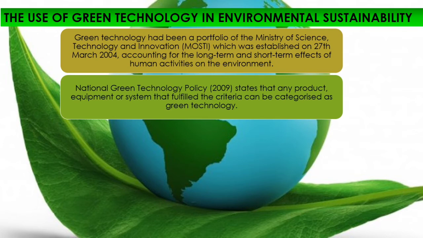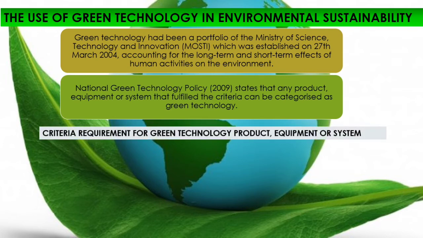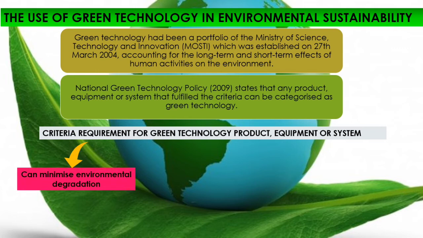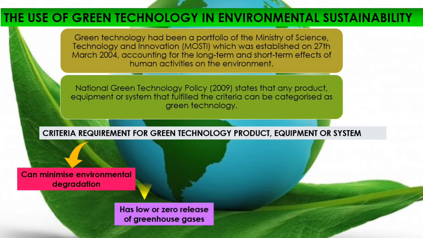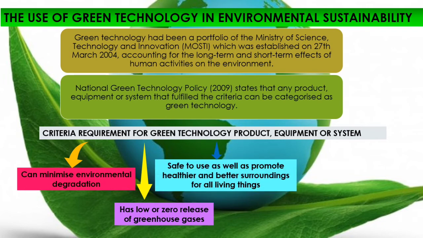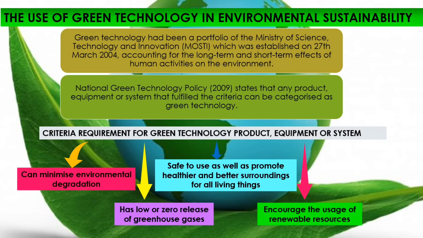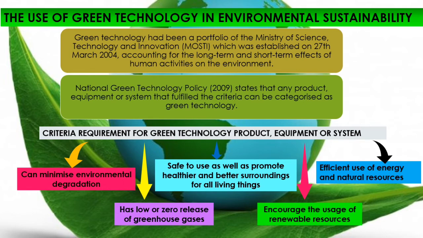Okay, what are the criteria? Okay, the product or equipment can minimize environmental degradation. Okay, and then the product has low or zero release of greenhouse gases. The product is safe to use as well as promotes healthier and better surroundings for all living things. The product encourages the usage of renewable resources, and the product or system uses efficient use of energy and natural resources.